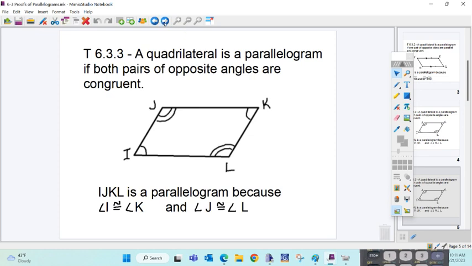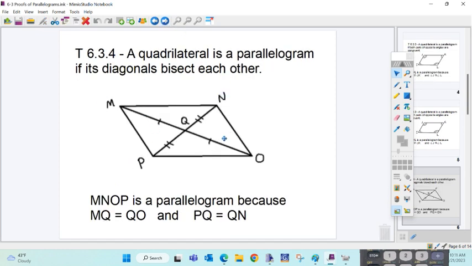And one more that we can tell. We had said before that if you've got a parallelogram, then the, what's that word that means connect here to here?